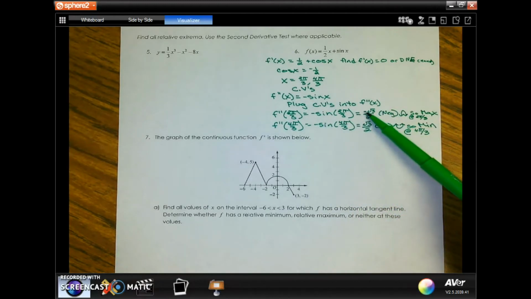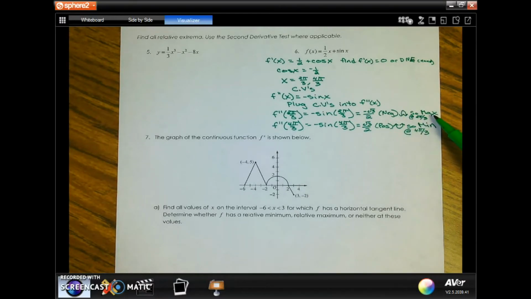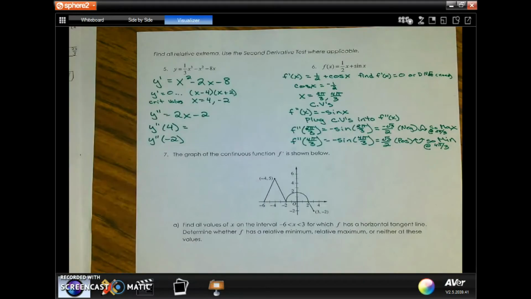You only care if the number is positive or negative. If it's negative, that means it's concave down, so you'll have a maximum. If when you plug in you get a positive, that means you're concave up, so you're also going to have a minimum there.